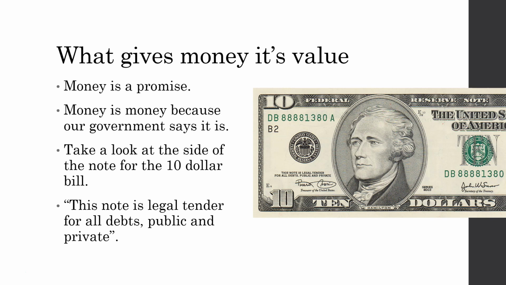Take a look at the side of the note of this $10 bill. It says there, this note is legal tender for all debts, public and private. Money has its value because the government gives it its value. If we were going based upon materials used to make that money, a $100 bill should be worth 14 cents. But the reality is the strength of the promise of the United States is what gives it its value.